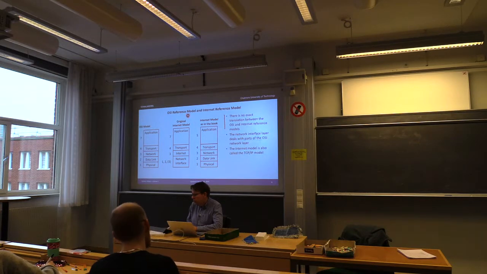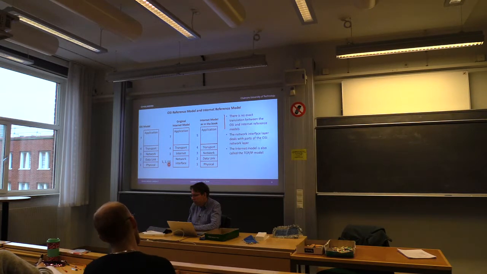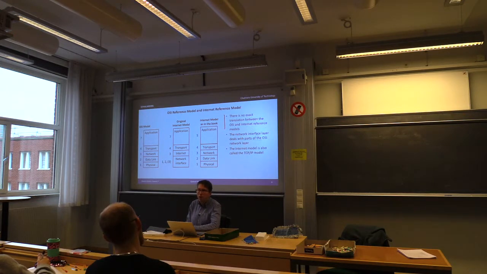The original model, created in the 60s as a research project, had 4 layers: the application layer, transport, internet, and the network interface layers. A translation from the OSI model to the original internet model is that the lower 2 layers plus parts of layer 3 were in the network interface layer, and some functions in the network layer in the OSI model were in the internet model, and so forth.